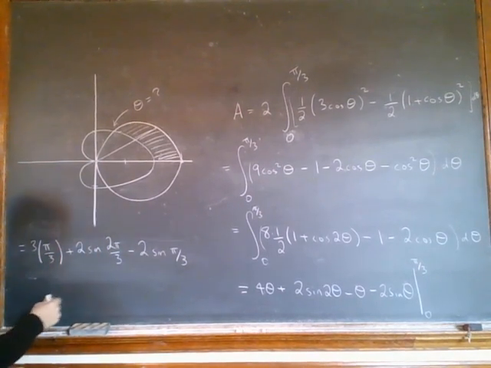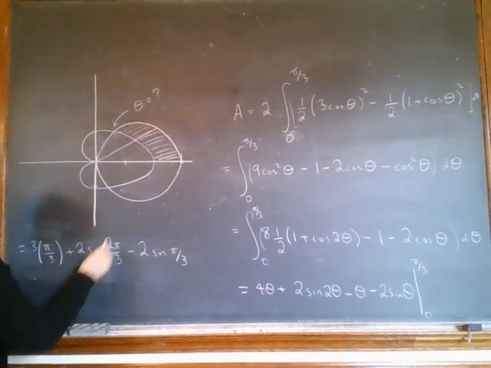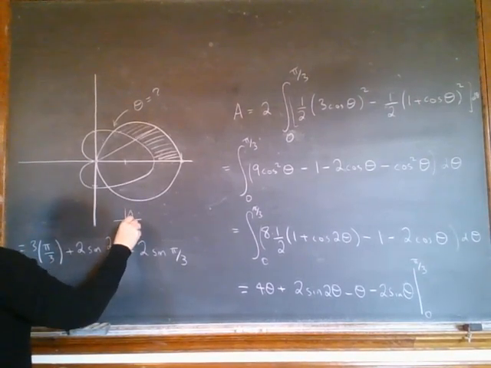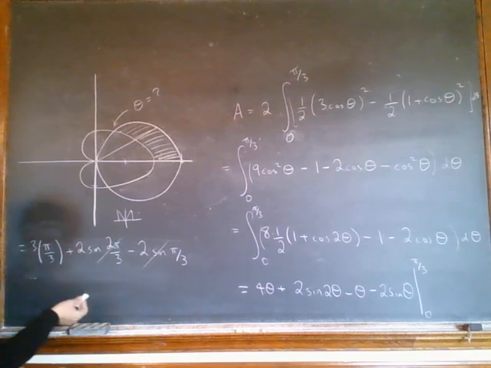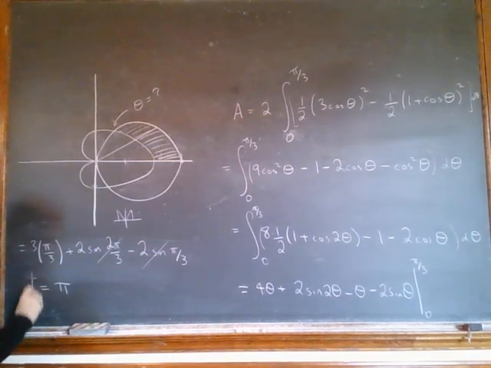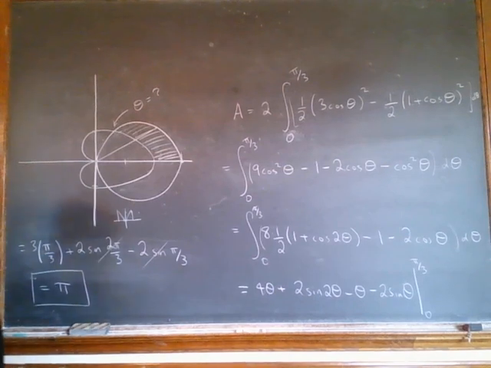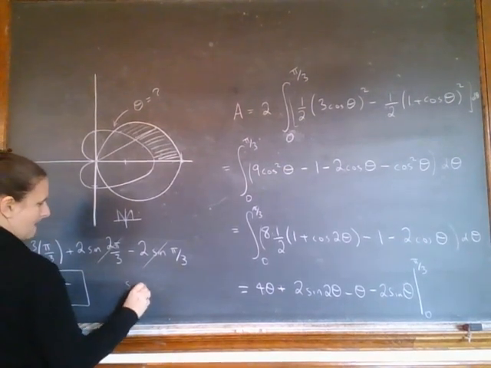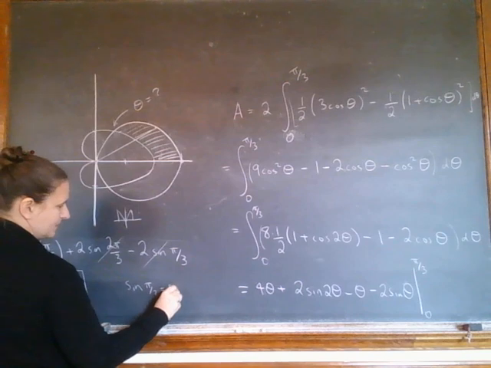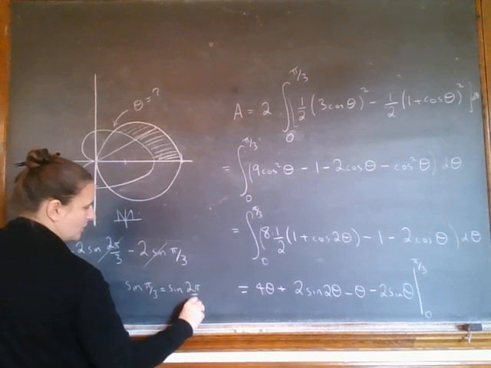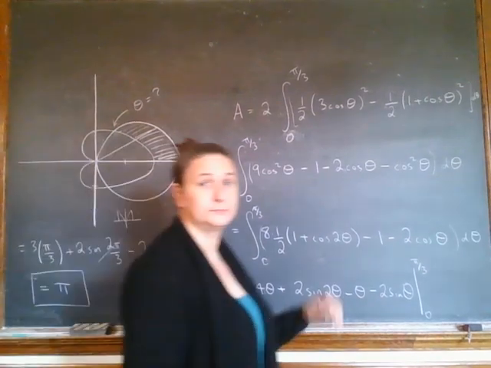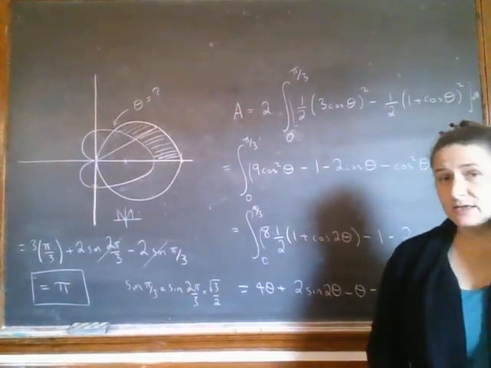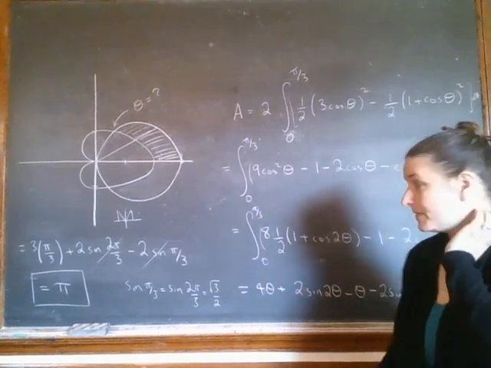Okay? So, but sine of 2 pi over 3 is root 3 over 2, and sine of pi over 3 is also root 3 over 2. So these two cancel out. And my answer is pi, which is in fact the right answer. Right? Since sine of pi over 3 and sine of 2 pi over 3 are both the same. Okay? So that's another example of this kind of thing.